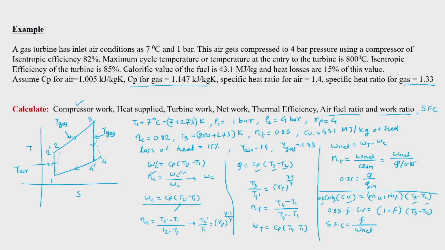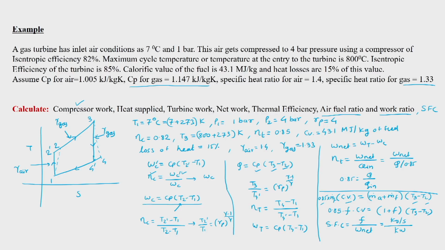Generally it has the unit of mass of fuel divided by the thrust power, so it has the unit of kg per second divided by kilowatt. But it is represented as kg per hour also, so we have to multiply by 3600 to get kg per hour per kilowatt, per kg of air. So that is how the specific fuel consumption is found out.